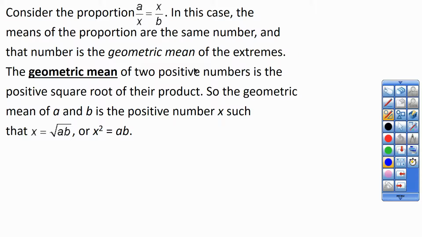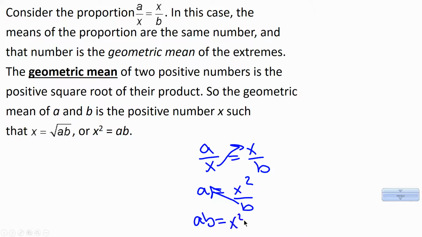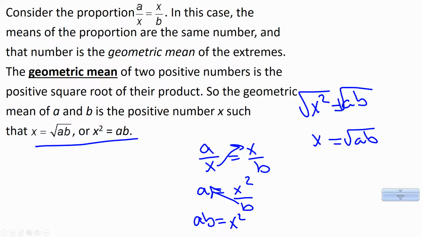All right, so consider the proportion. We have a over x is equal to x over b. If we're going to solve for x, we need to multiply up and across. So we have a is equal to x squared divided by b. And then we need to get rid of this, so we multiply up and across. And we end up with ab is equal to x squared. You square root both sides, and you end up with x is equal to the square root of ab. That's what they have right here. And we call that the geometric mean.